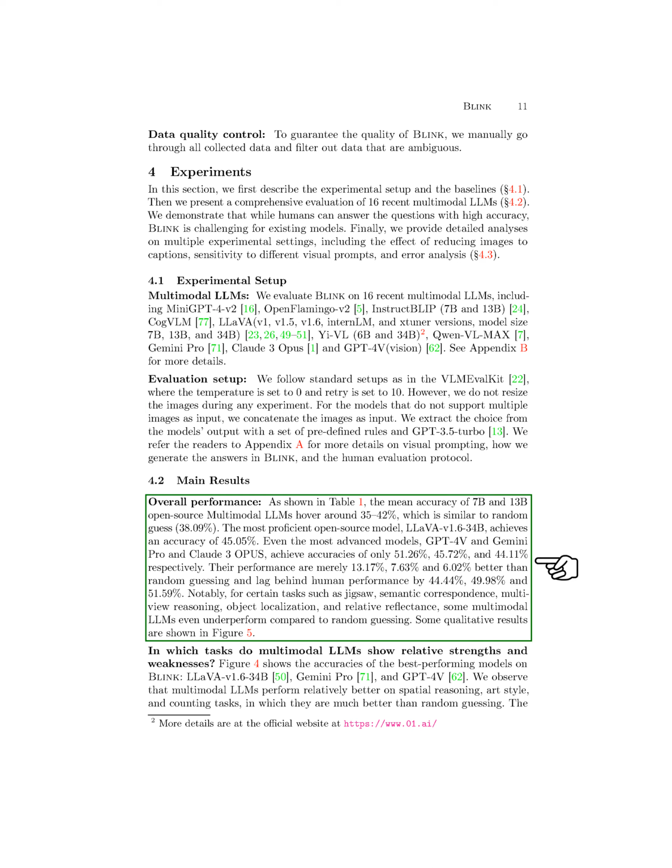In terms of main results, we observe that the performance of open-source multimodal LLMs ranges from 35% to 42% accuracy, which is close to random guessing. The best model, LLaVA v1.6 34B, achieves 45.05% accuracy. Even the most advanced models like GPT-4 Turbo and Gemini Pro have accuracies around 51%. However, they still lag behind human performance significantly.